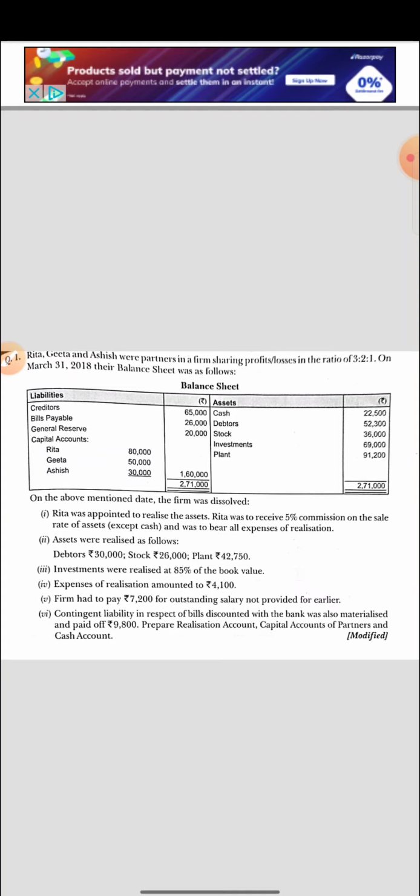So this question is: Rita, Geeta, and Ashish were partners in a firm sharing profit or loss in the ratio 3 is to 2 is to 1 on March 31st, 2018. The balance sheet is as follows.